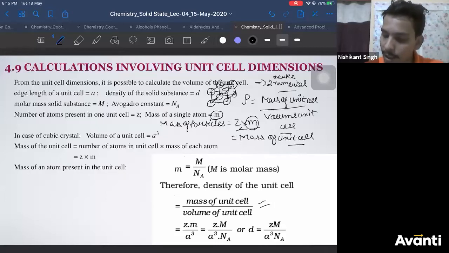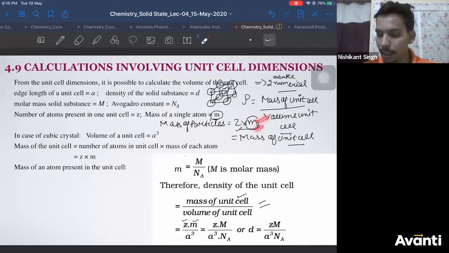Now that is what we have done here. You can see mass of unit cell has been replaced by Z into m, where m is the mass of each particle, divided by volume of unit cell. Our unit cell is going to be cubic. So volume of cube is a cube, where a is the length of the cube.